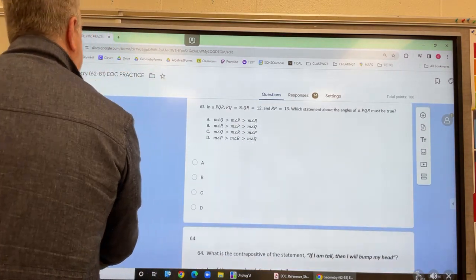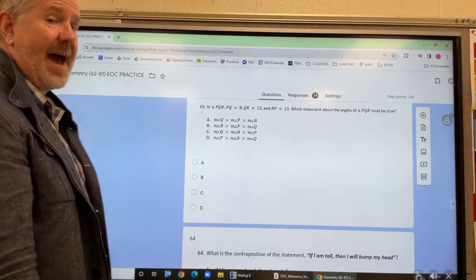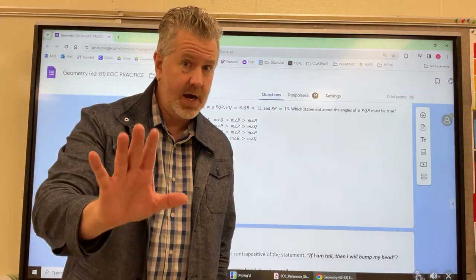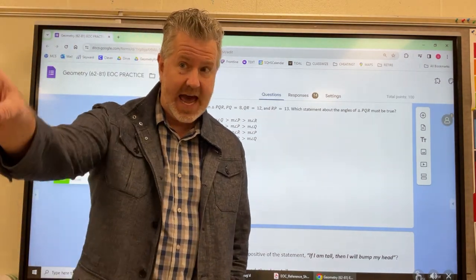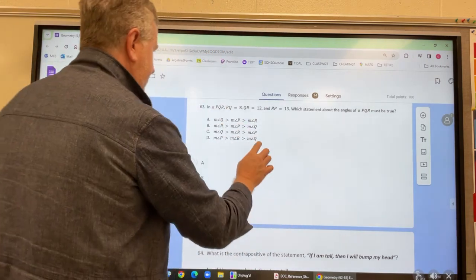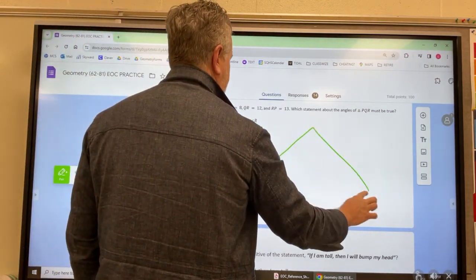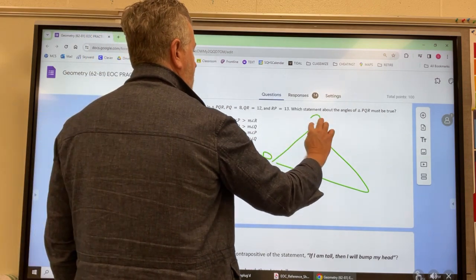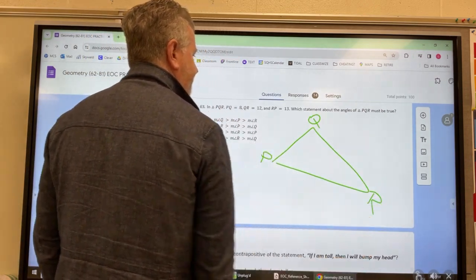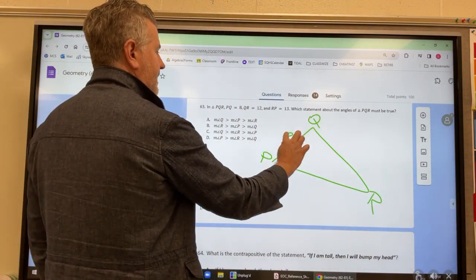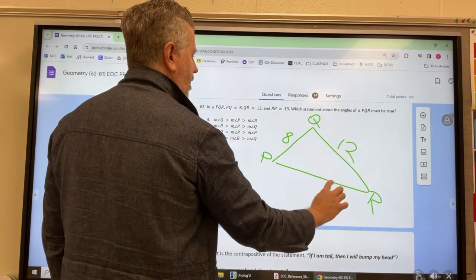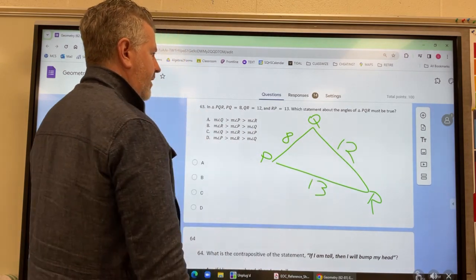So in a triangle PQR, you have to draw this thing, Sean. You got to draw this thing. Zach, I see you. Pick up the pencil and draw this thing. Let's do this, all right? So PQR. Don't know what it looks like yet, but that's okay. PQ is 8. QR is 12 and RP is 13. Oh, I drew it really nicely.